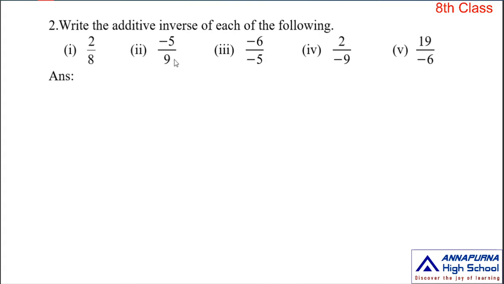Write the additive inverse of each of the following. Here some rational numbers are given. Just you simply write its additive inverse. Already we know that. What is the additive inverse of a by b? The additive inverse of a by b is equal to minus a by b. Okay, then you write the additive inverse of these all rational numbers.